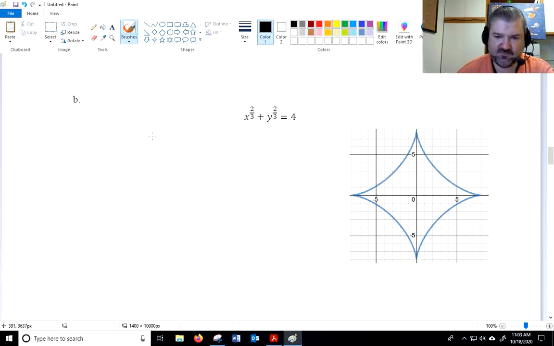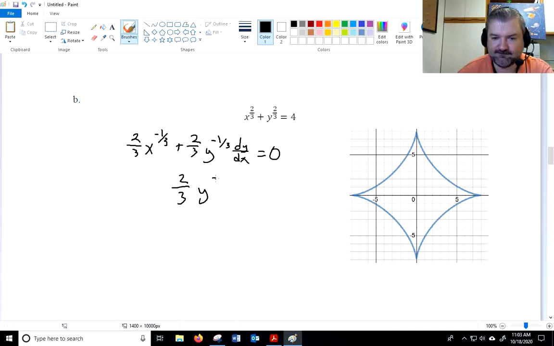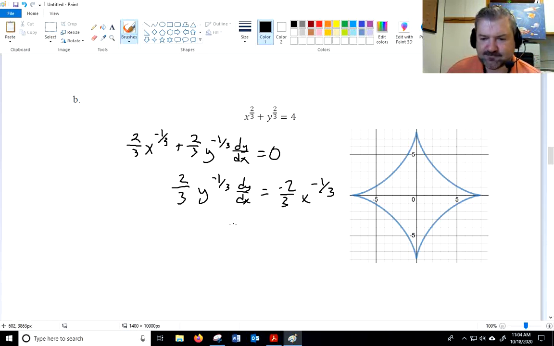All right, I'll take the derivative with respect to x, so this becomes 2/3 x to the negative 1/3 plus 2/3 y to the negative 1/3 dy dx is equal to 0. Okay, so I need to get this over the other side. And then from here, you can see that I've got this 2/3 on each side. So let's just divide that out. I'm going to divide both sides by 2/3. So this just becomes a negative 1.